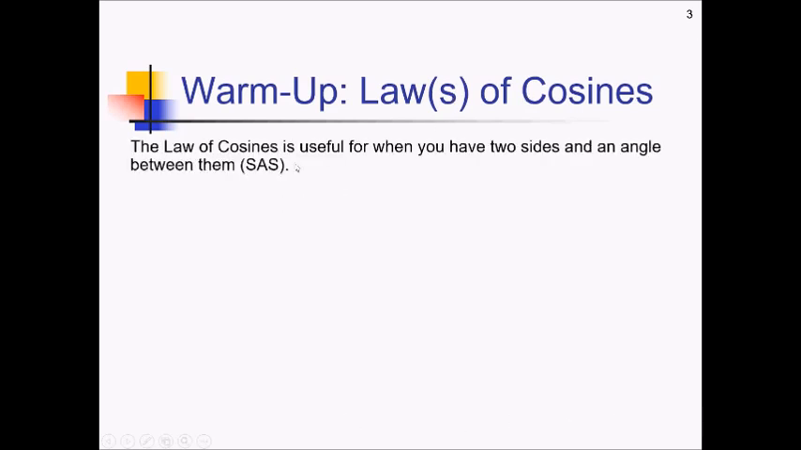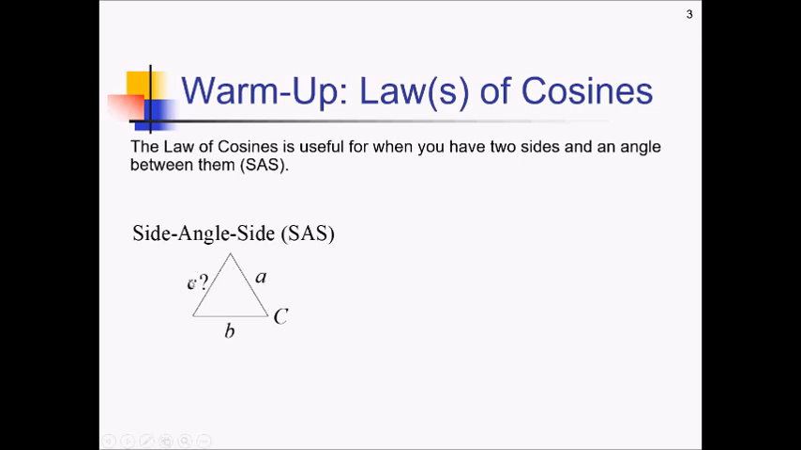So the law of cosines is real helpful when you have two sides and an angle between them, what we call the side-angle-side situation. So here's an example of that. Let's say that we have a triangle and we know two sides, A and B, and we also know this angle between them, angle C. You can use the law of cosines to figure out the value of the third side. So here's how it works.